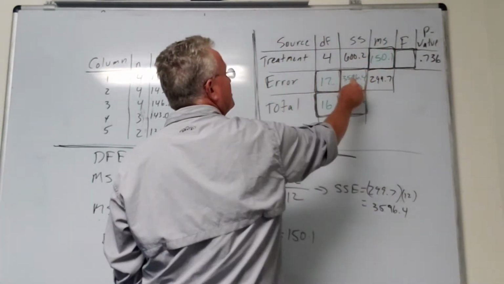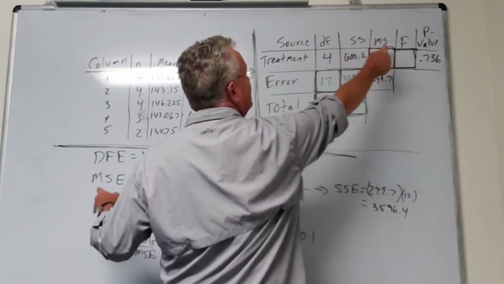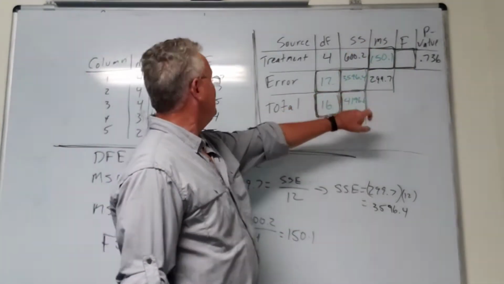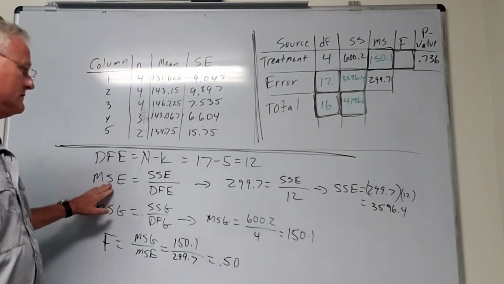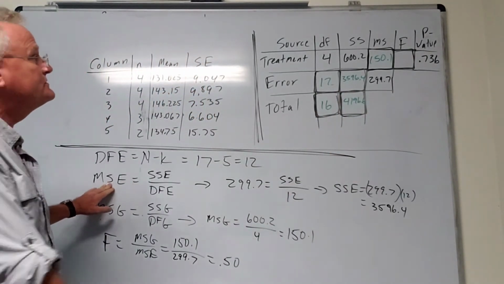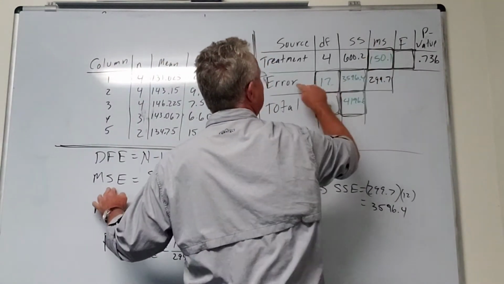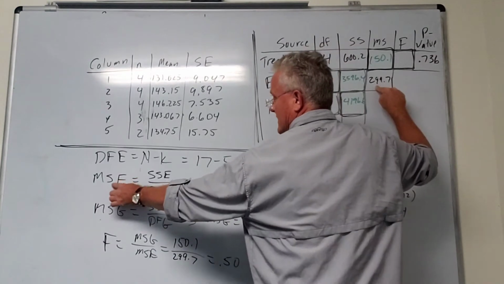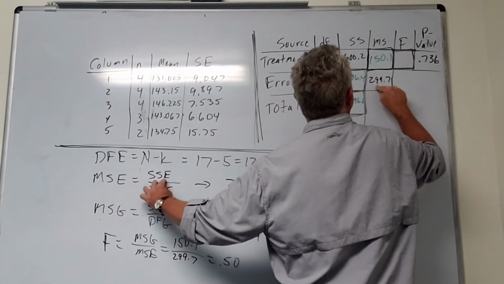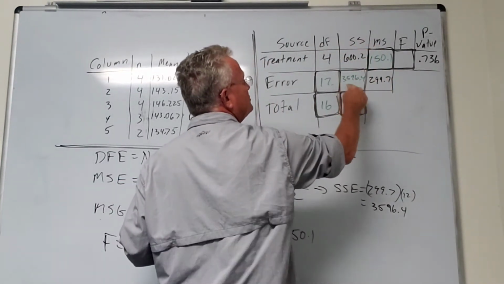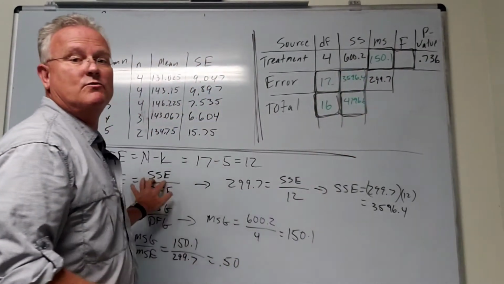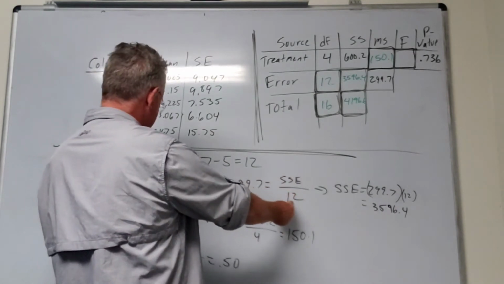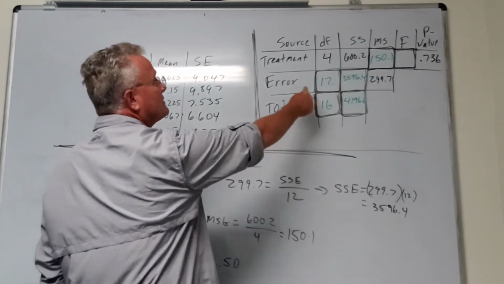This is given. So what is the MSE? We're given that. The MSE is 299.7. So I plug that in here. The SSE we don't know. Keep in mind the green ones, that's what we're filling in. But that's divided by the degrees of freedom for the error.